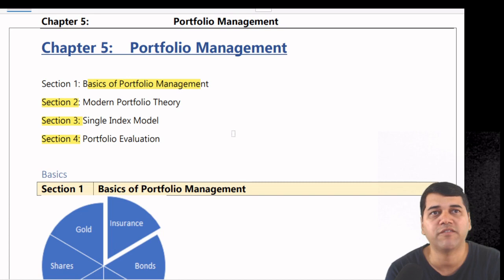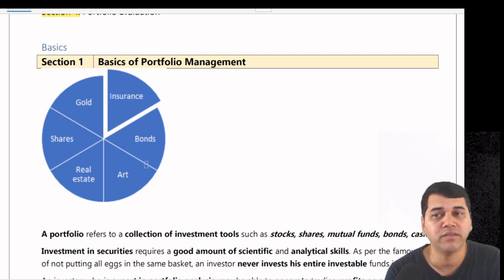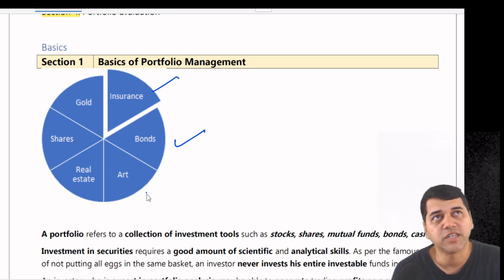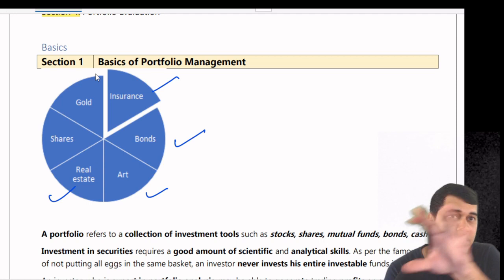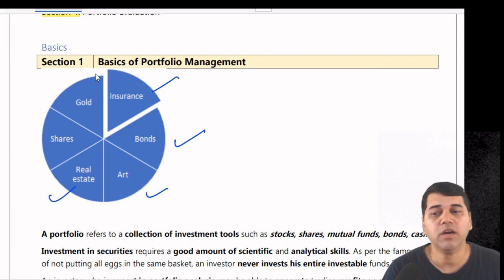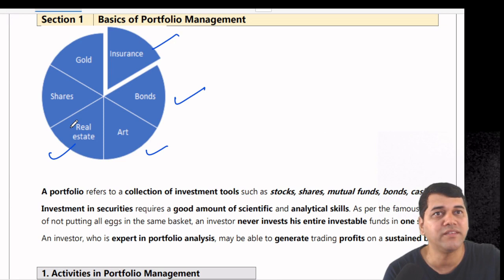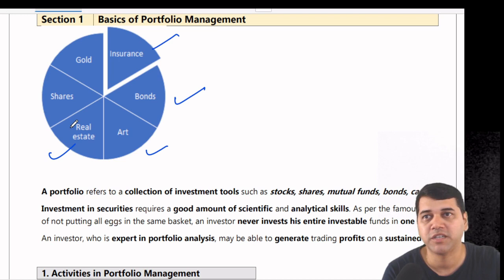Now, what is portfolio management? Anybody's investments are not centered upon one thing. Go and check what your parents' portfolio is. They have taken insurance policies, invested in bonds. Somebody is invested in art, real estate, shares, gold. These are all different places where your parents might have made investments. A portfolio is a collection of investment tools, like securities. In securities also, there is a portfolio of securities. It's not one security. You must have invested in MRPL, Reliance Industries, and some derivative products.